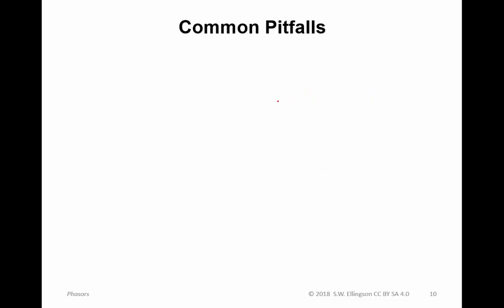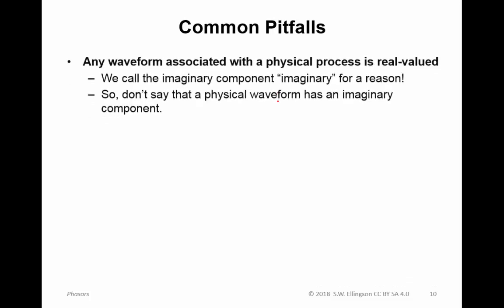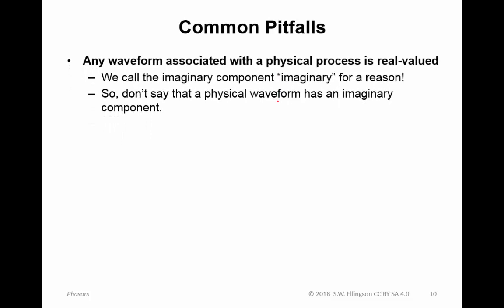So here are some common pitfalls. These are some things that result in students making errors when they're doing phasor analysis. First, any waveform associated with a physical process is real valued. Let me say that again. If you're doing engineering and you're dealing with a physical process, it has real valued waveforms. We call the imaginary component imaginary for a reason. It's because it doesn't exist. We introduce imaginary quantities to make things simpler, to allow us to do things like phasor analysis. So don't ever say that a physical waveform has an imaginary component.